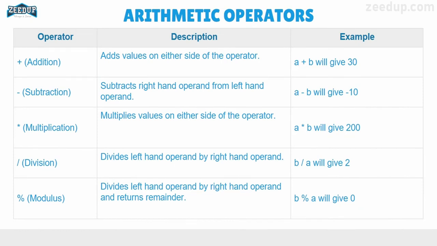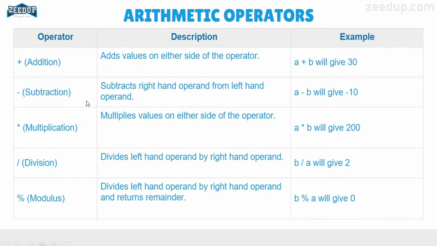First class, or the first type, is the arithmetic operators. We have the 5 basic types of arithmetic operators in SQL. The first one is the addition, which is used to add two values. Like if we add two values with the help of this plus operator, it would just add them and give the answer. Here we have taken A to be 10 and B to be 20.